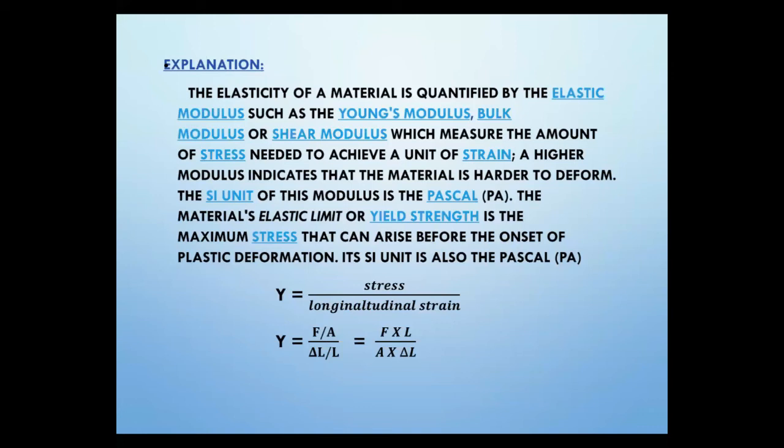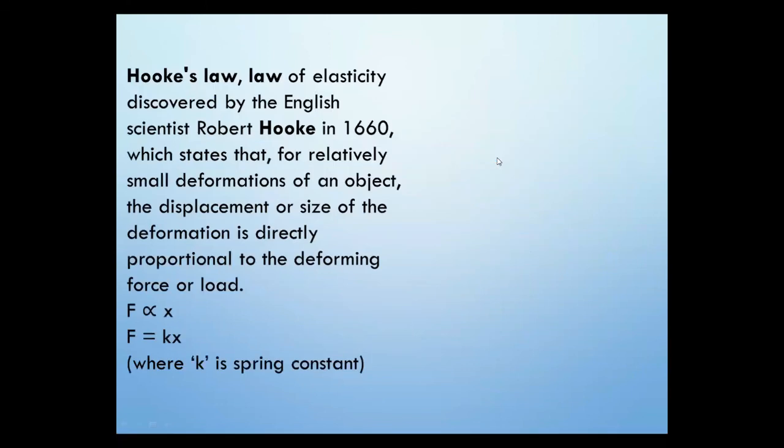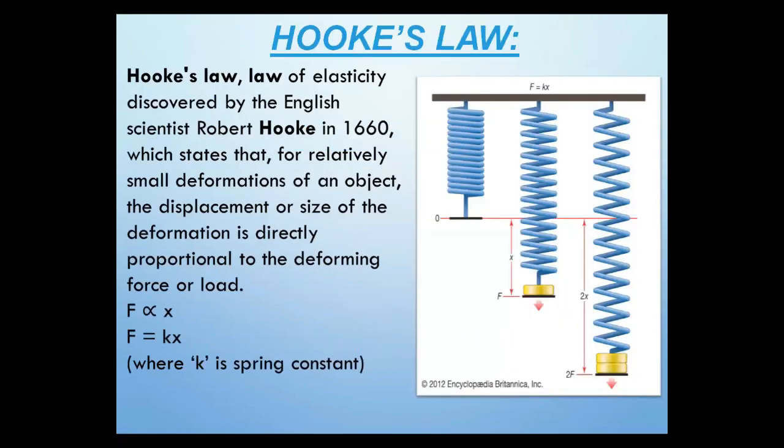Simply it means the change which occurs in length, related to the longitudinal direction or in the form of length. So Hooke's law is a law of elasticity discovered by an English scientist, Robert Hooke, in 1660, which states that for a relatively small deformation of an object, the displacement or the size of the deformation is directly proportional to the deforming force or load. Just like F, the force that we apply on an object, is directly proportional to the change which occurs inside this specific elastic object.